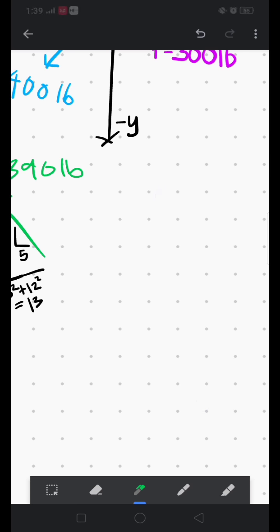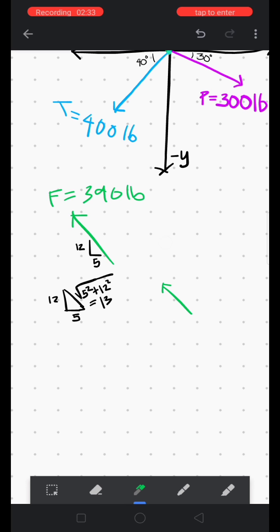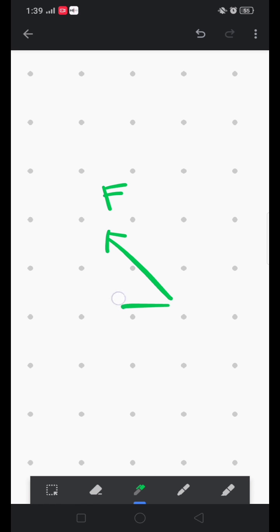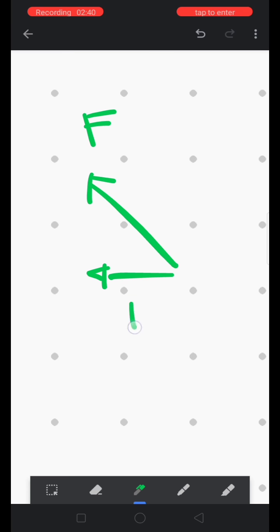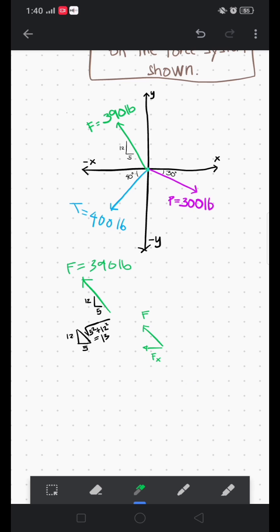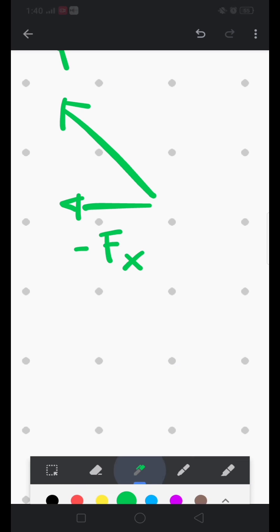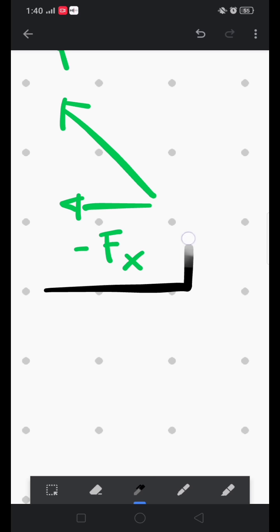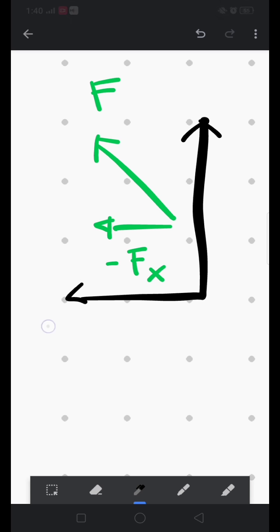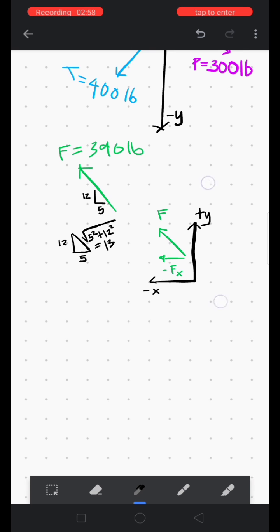And the other triangle is the triangle created by the force and its components. So as you can see, the Fx here should be negative since the direction of our force is towards the negative direction. And the Fy should be positive.